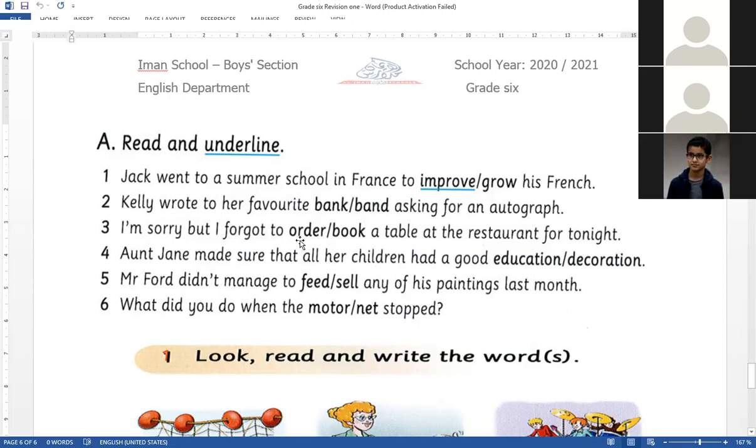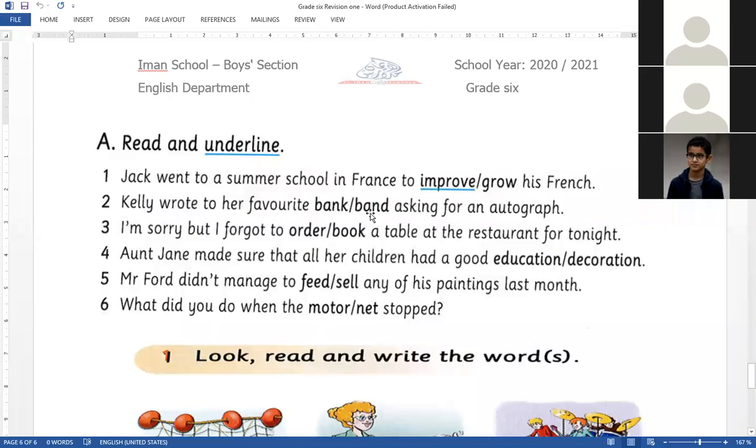What's the difference between order and book? Which one comes to your house? Order. Which one do you go to? Book. Okay. The difference between bank and band. Which one has money? Bank. And which one plays music? Band, yes.